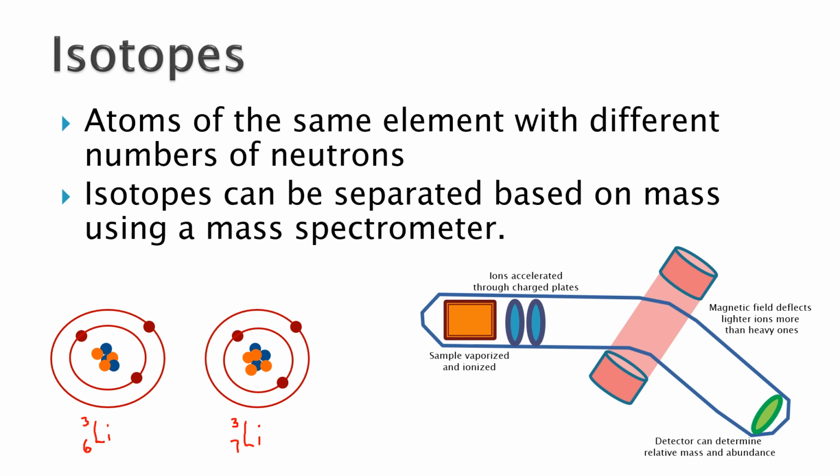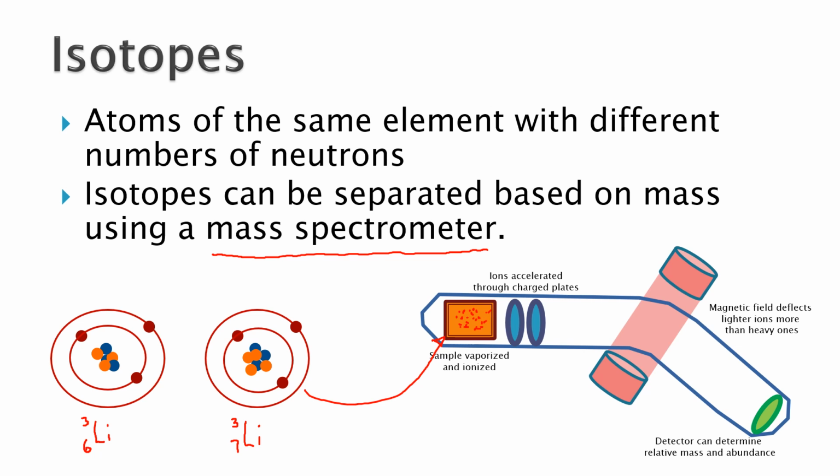And you can use that property to separate isotopes if you have the right technology. So a device that's used to separate them based on mass is called a mass spectrometer. And it's a very clever device. Generally, a high school wouldn't have one, but if you go to universities, they definitely will. And what happens is you'll put your lithium sample in here and vaporize it, so like heat it up until it turns into a gas.